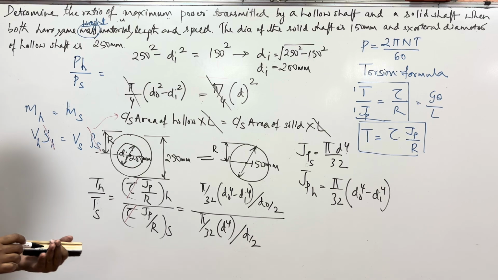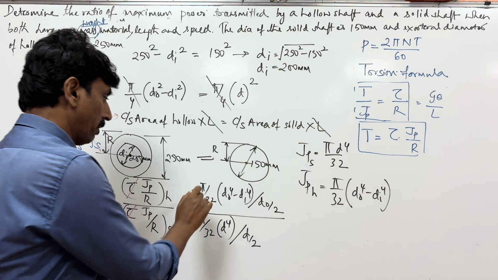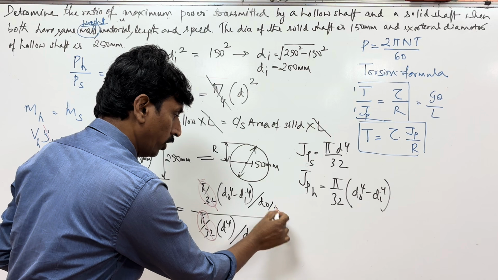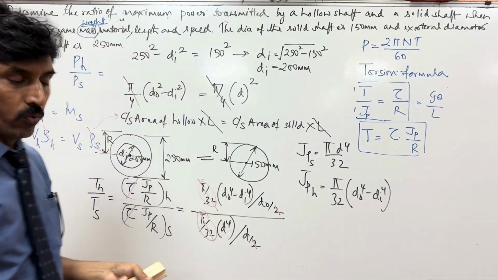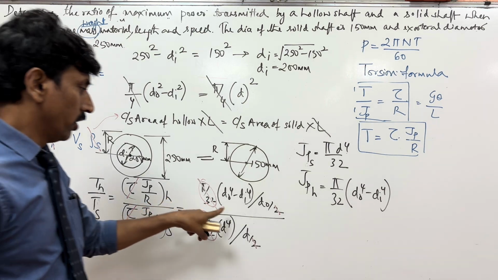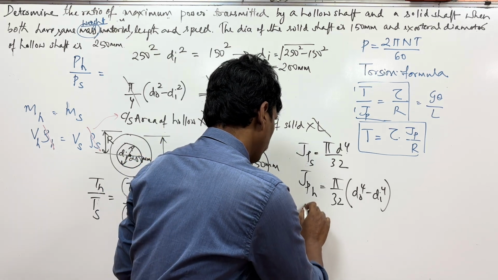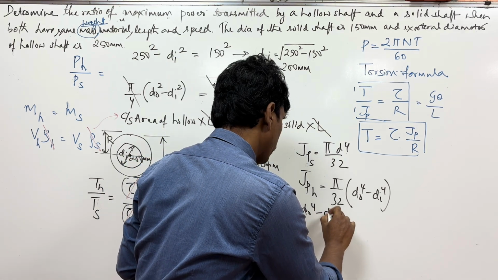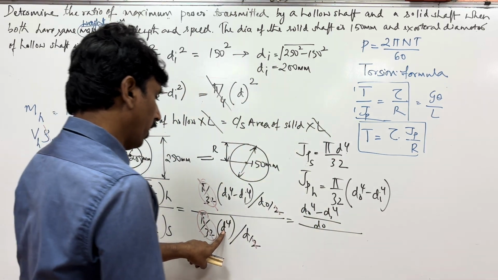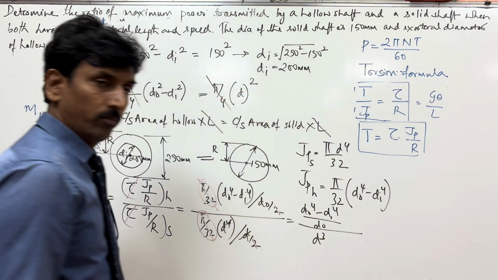So what will cancel out here? Please check. Pi by 32 will cancel out, and then this 2 and 2 will cancel out. What you are left with is d naught to the power of 4 minus di to the power of 4, divided by d naught, and again here divided by d, and this d becomes d cube.